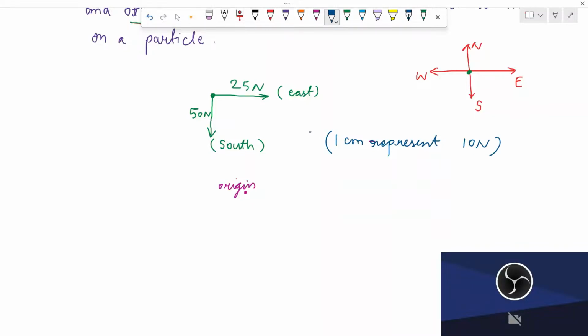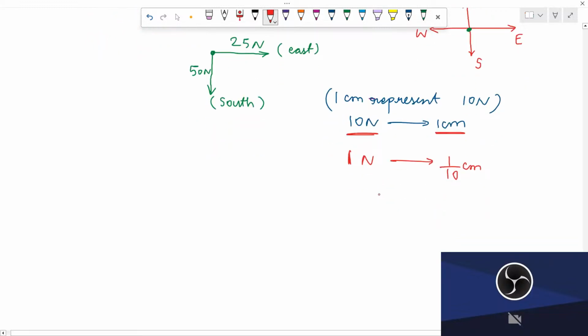Look here. 1 centimeter is representing 10 Newton, right? So 10 Newton is equal to 1 centimeter, according to the assumption we are making for the graphical representation. So what will be the value of 1 Newton? 1 Newton will be equal to 1 upon 10 centimeter. That is nothing but the unitary method. We are solving by the unitary method.